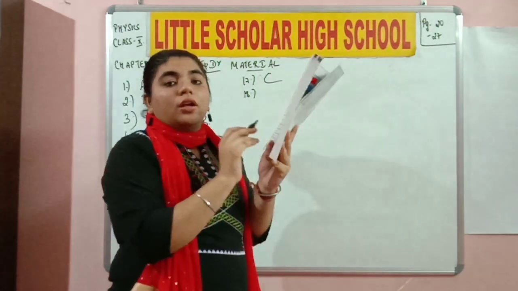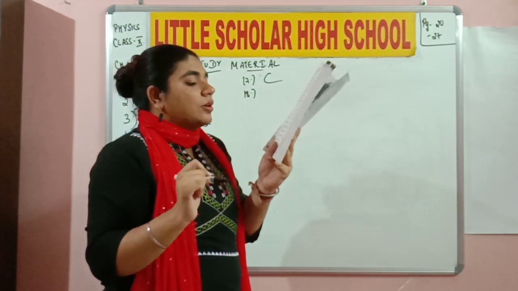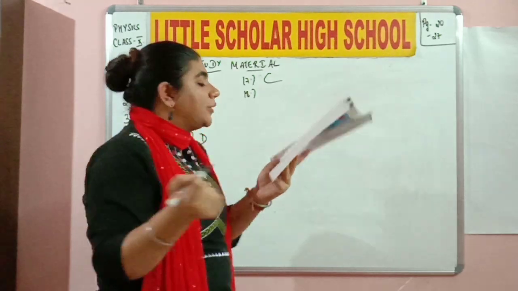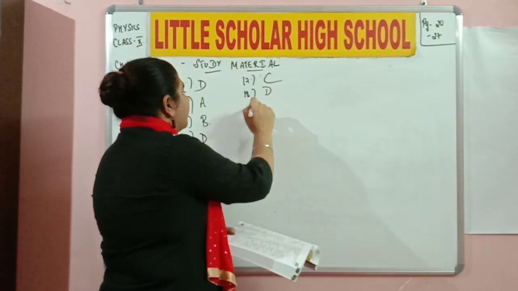So 18th one, mirror formula. Okay, what is the mirror formula, class? 1 by f is equal to 1 by v plus 1 by u. So 18th one is D.